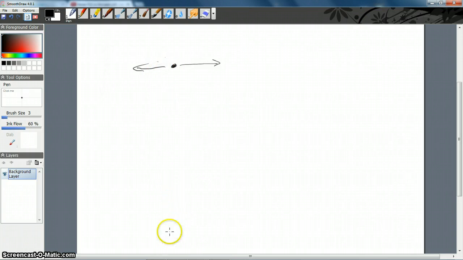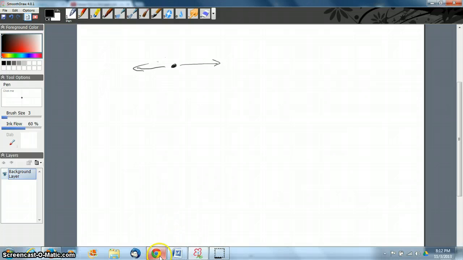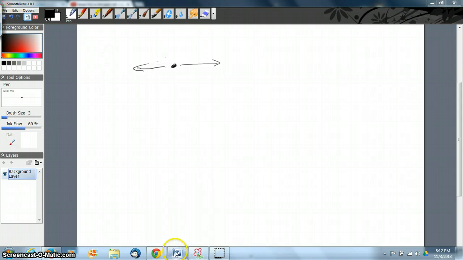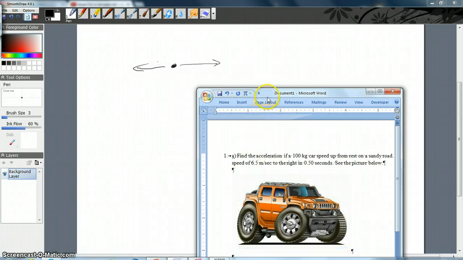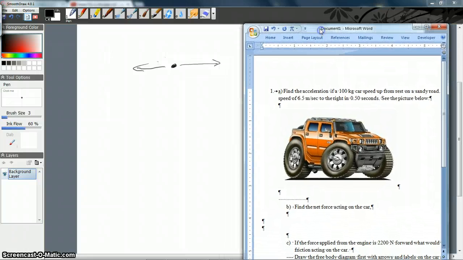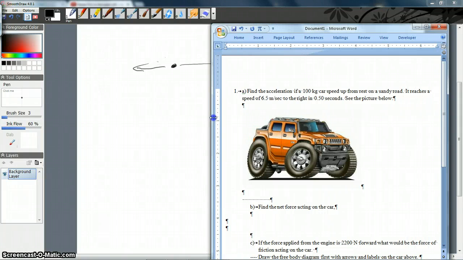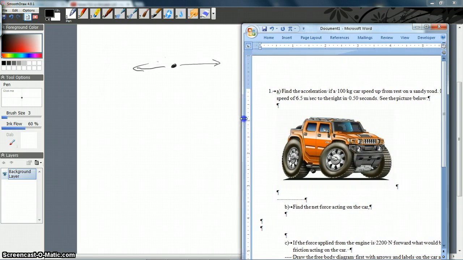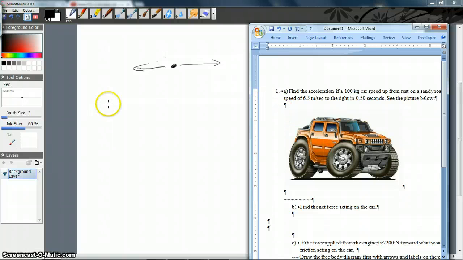So let me actually take a problem like you just saw with the race cars, and we're going to see if we can work through that problem. We're going to choose a little bit easier numbers to work with. They want us to find the acceleration if a 100 kilogram car speeds up from rest on a sandy road. It reaches a speed of 6.5 meters per second to the right in 0.5 seconds. They got a picture there, but I think we can all imagine a car speeding up.